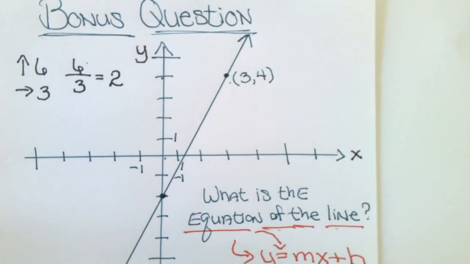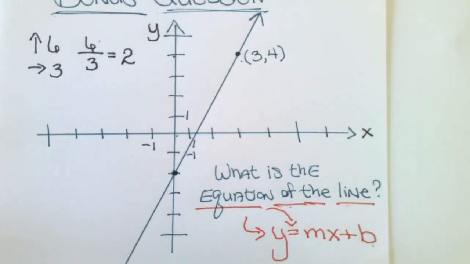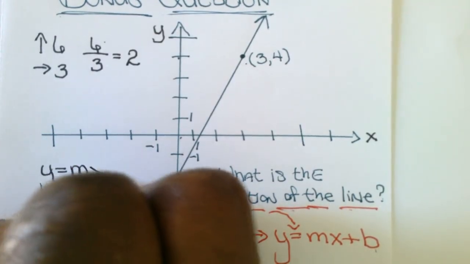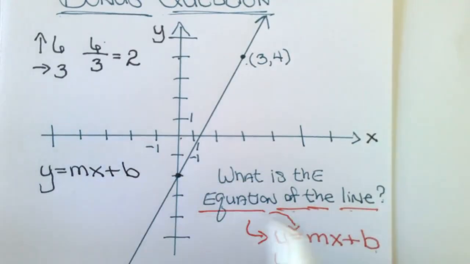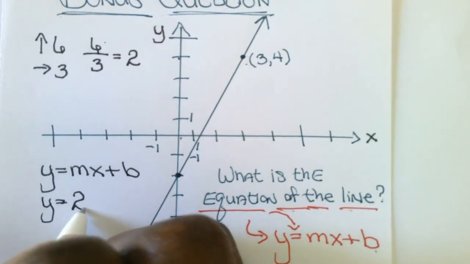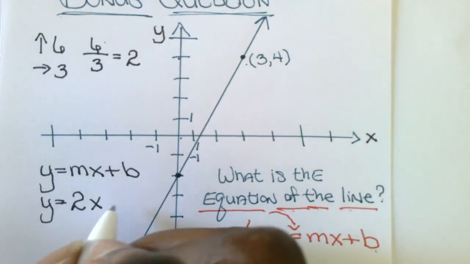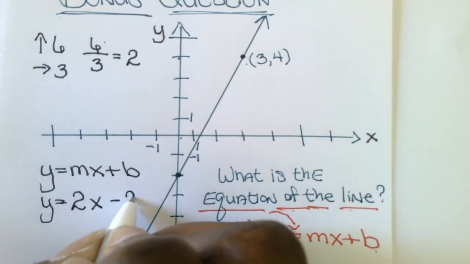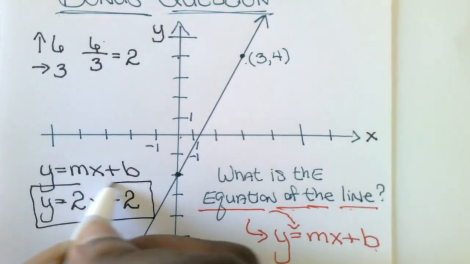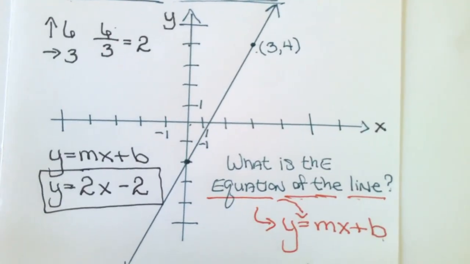Okay? Alright? So now we found our slope. Our slope is 2. So let's put this all together, because remember, we're trying to do y equals mx plus b. My m is 2. My b is -2. This is your equation of the line. You started at -2, and we found our slope to be 2 over 1.